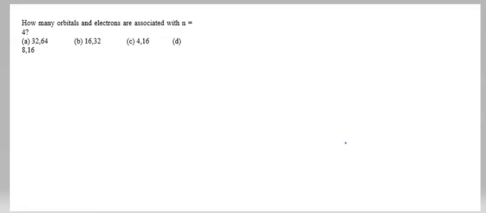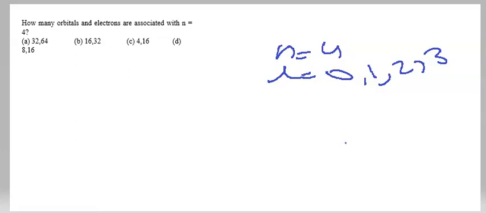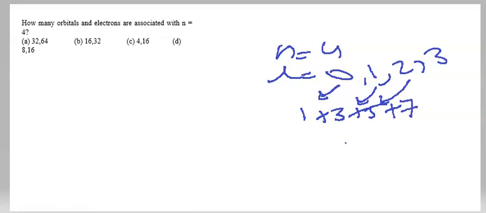So this is our first question. The question is how many orbitals and electrons are situated with n equals 4, right? If n equals 4, then l will correspond to 0, 1, 2, and 3, right? So 0 will have 1 orbital, 1 will have 3 orbitals, 2 will have 5 orbitals, and 3 will have 7 orbitals. So overall the count will be 16.